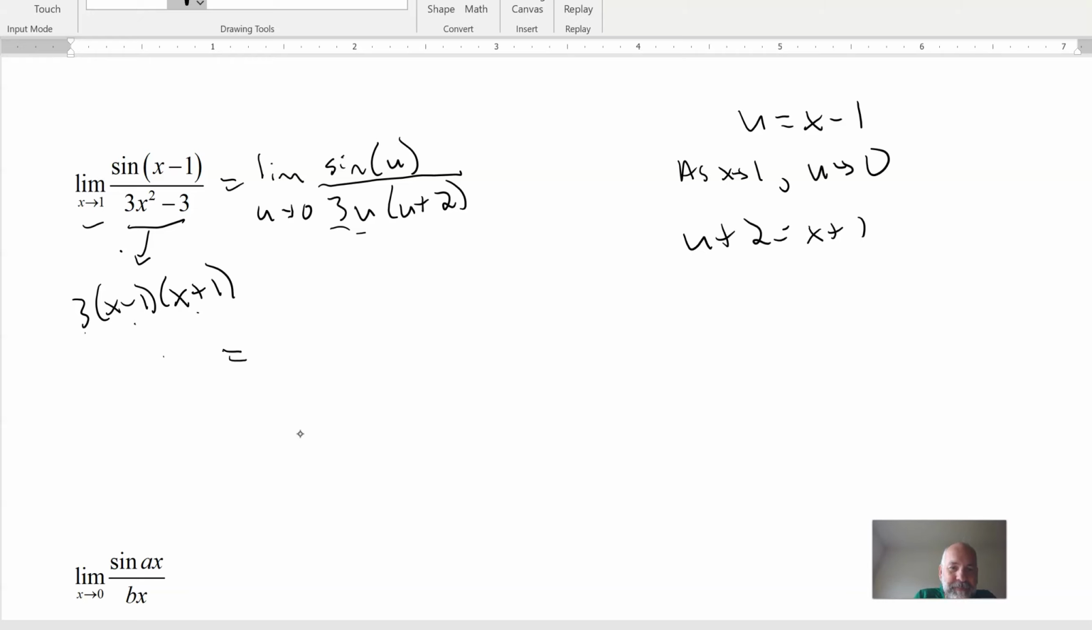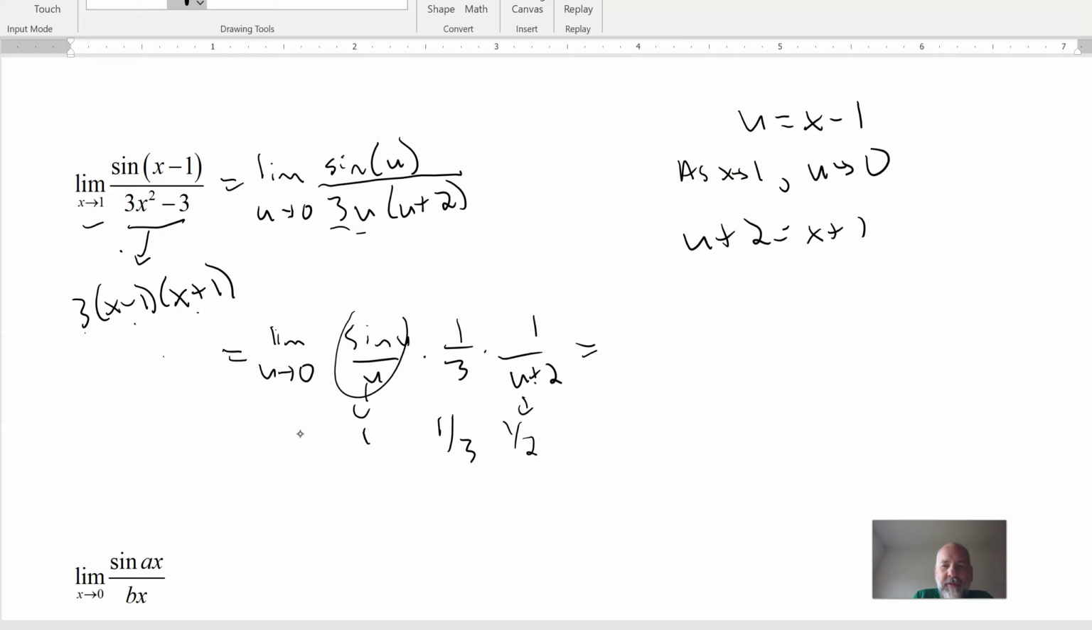It's going to be the limit as u approaches 0 of sine u over u times 1/3 times 1 over u plus 2. And so this is 1, and this is 1/3, and this is going to get closer and closer to 1/2. So it's 1/3 times 1/2, which is 1/6.